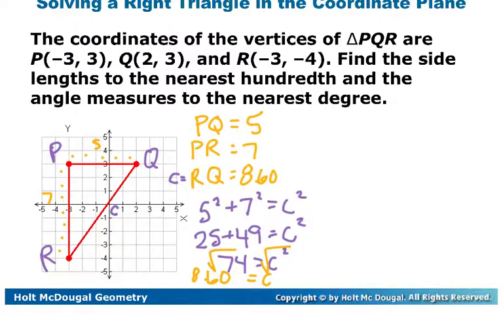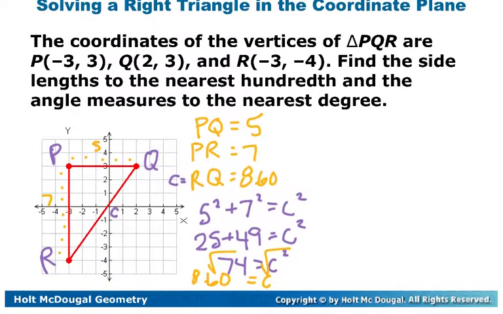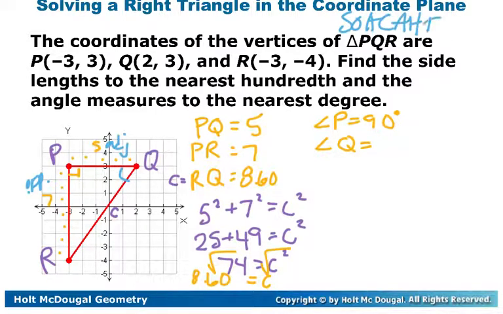Then we know because of a horizontal and a vertical line meeting at 90 degrees, that angle P is 90 degrees. But in order to find angle Q, for instance, we need to use some trig. So if I take a look at angle Q, the opposite side that I counted was 7. The adjacent side that I counted was 5. And so to find angle Q, I would need to use opposite and adjacent. Looking at SOHCAHTOA, opposite and adjacent is tangent.